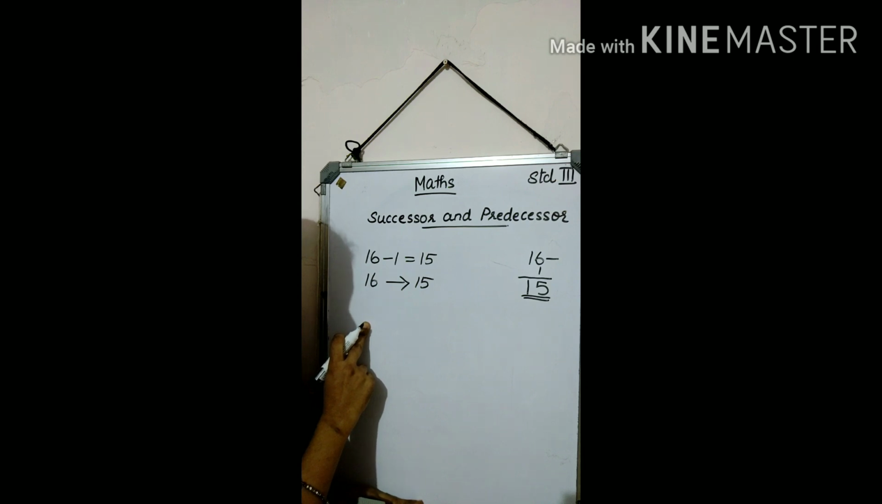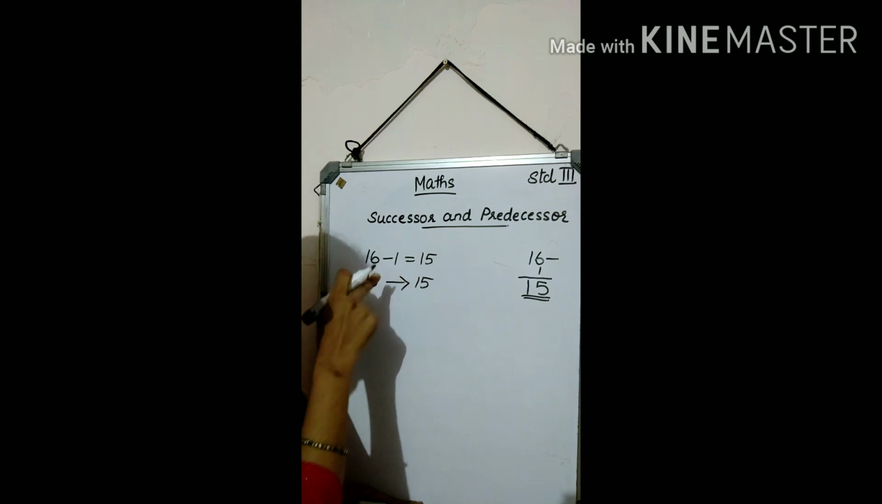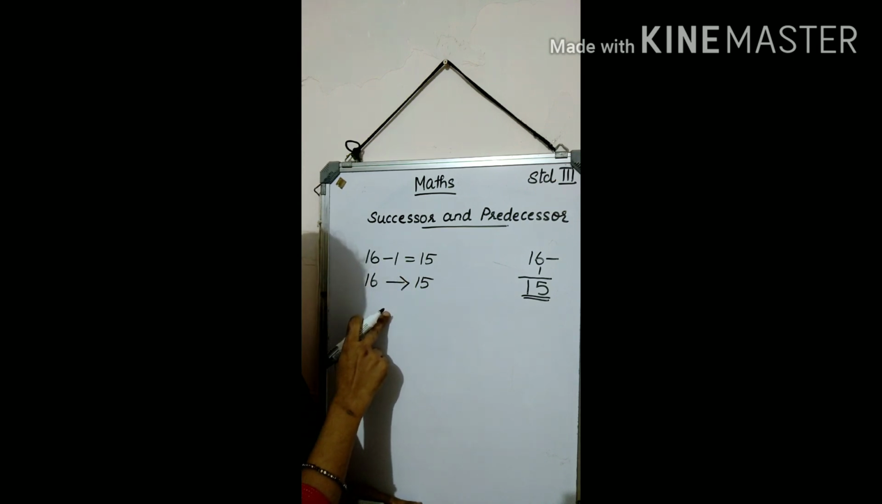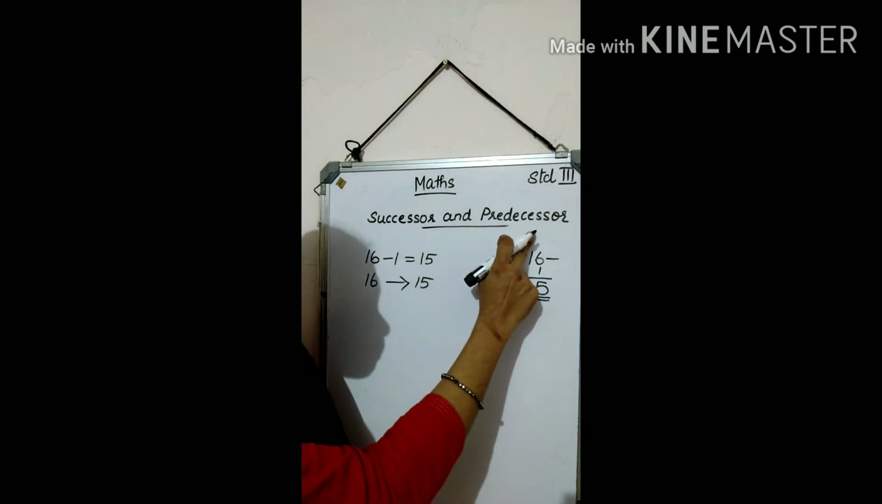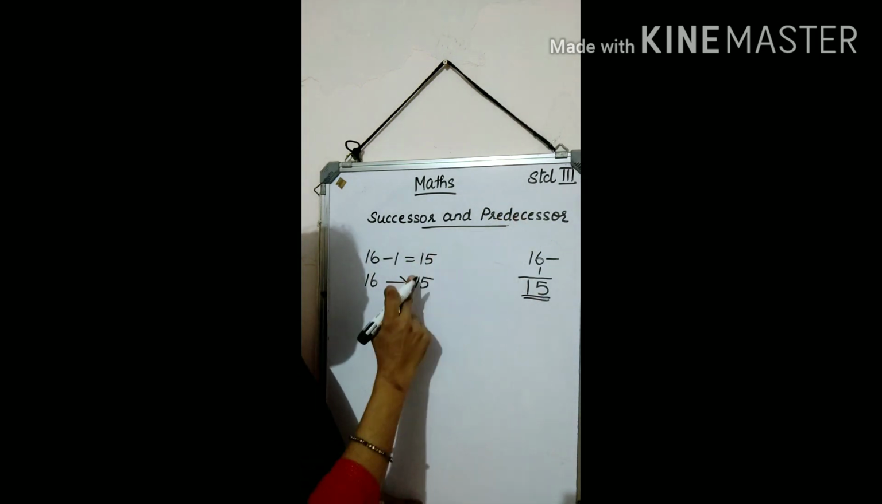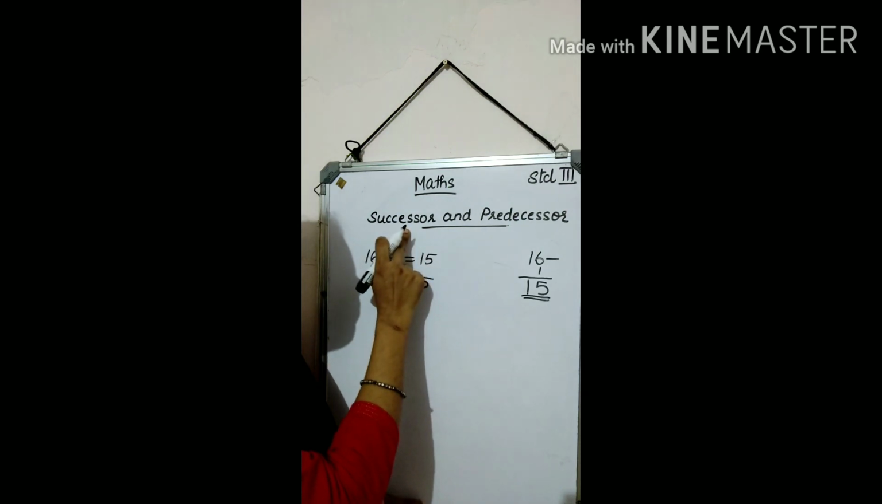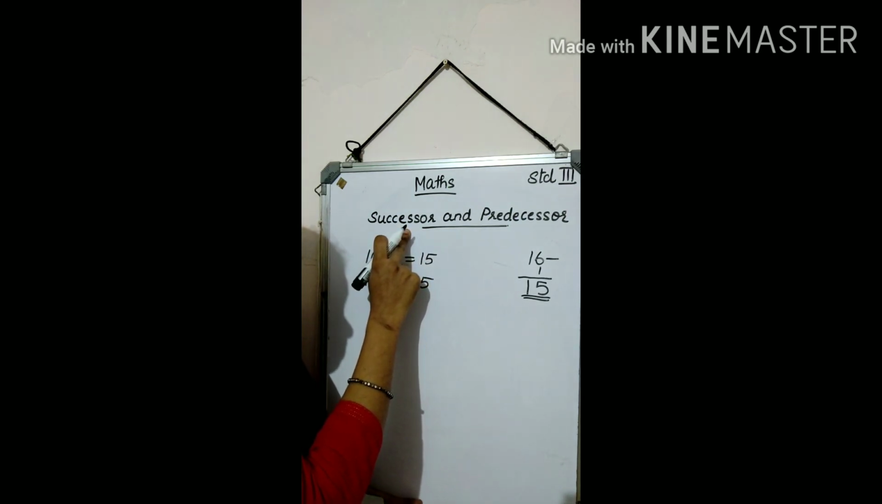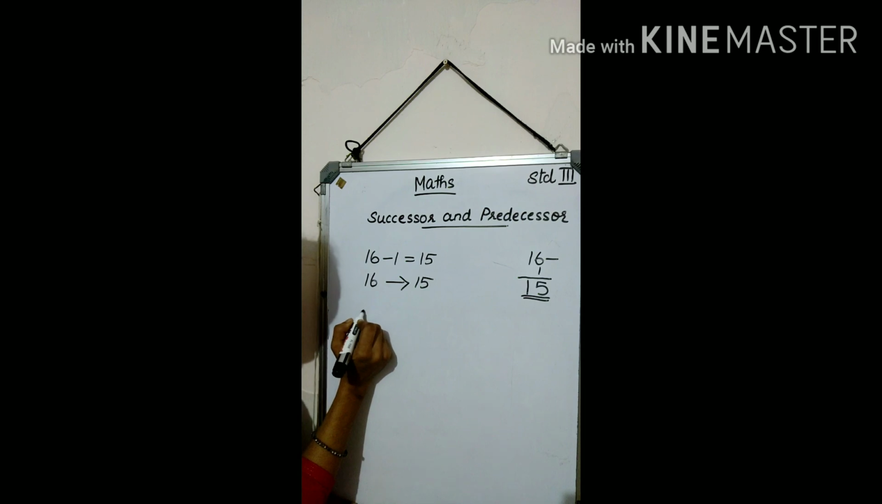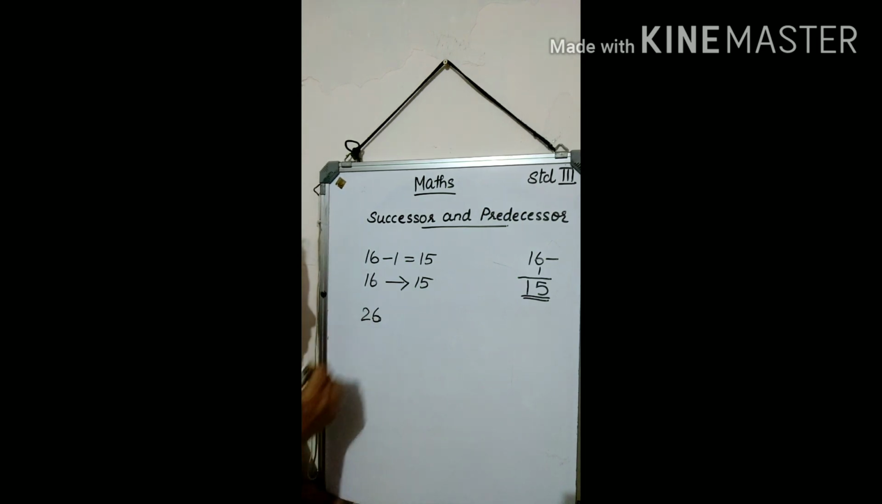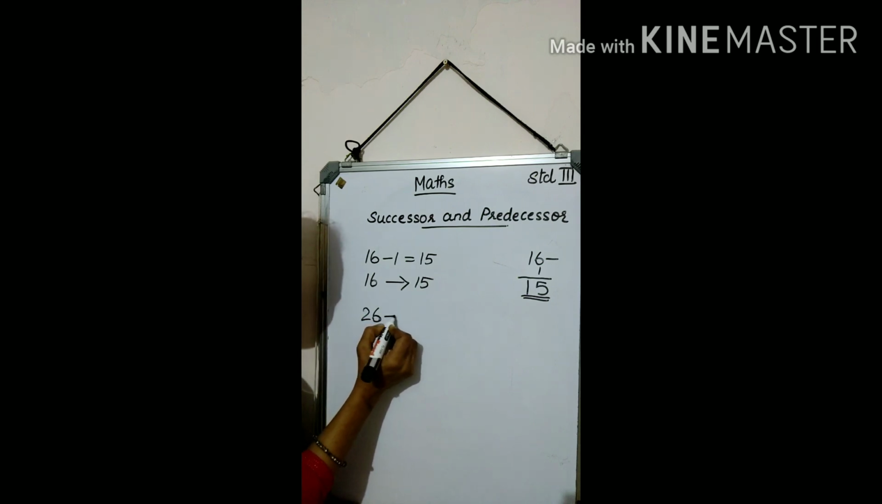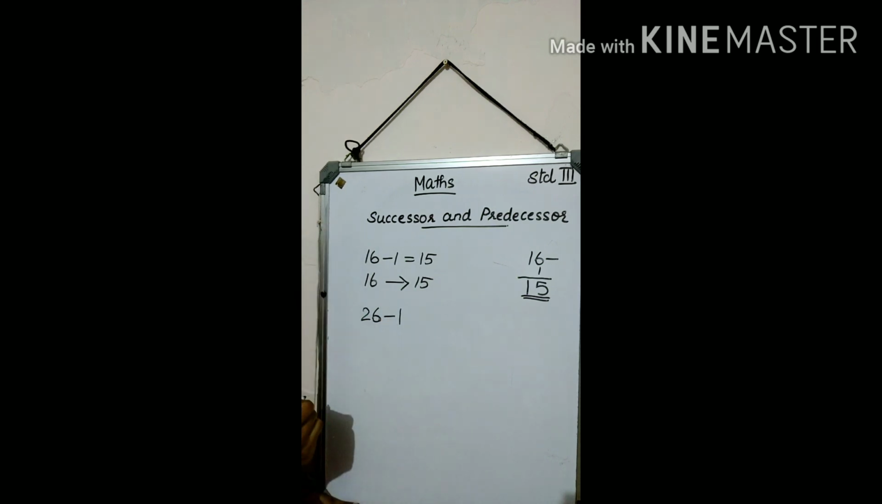You got the idea? When we subtract 1 from the given number, we get the predecessor. When we add 1 to the number, we get the successor. So, look at the number 26. To get the predecessor, you have to subtract 1 from that number.